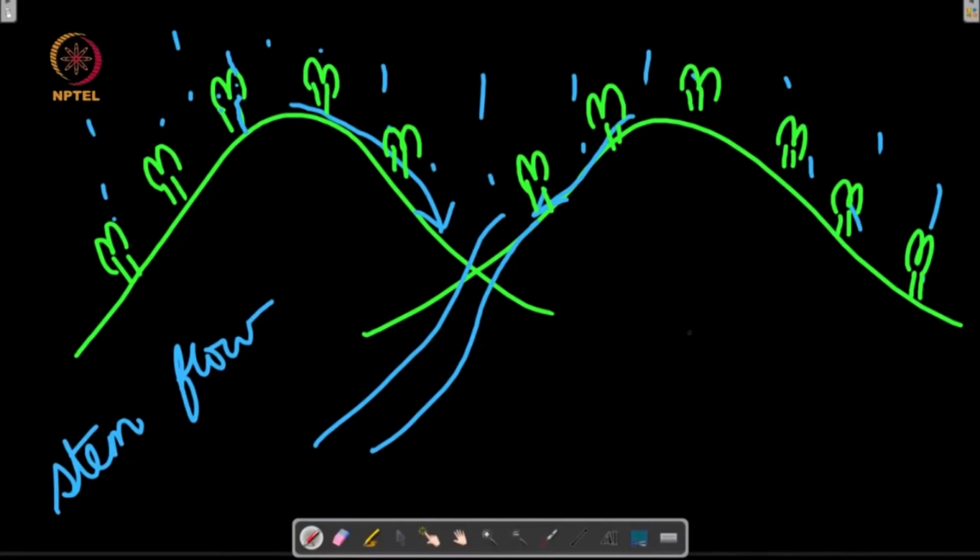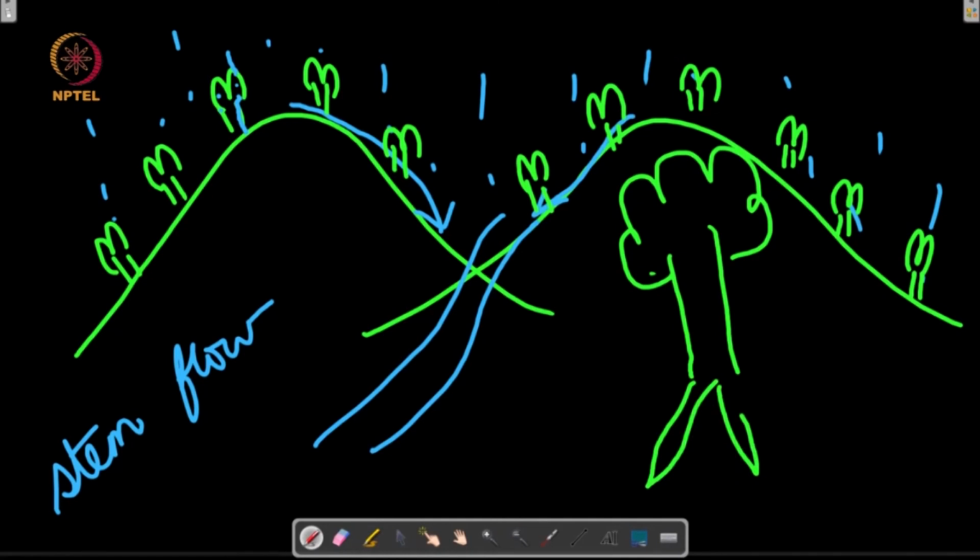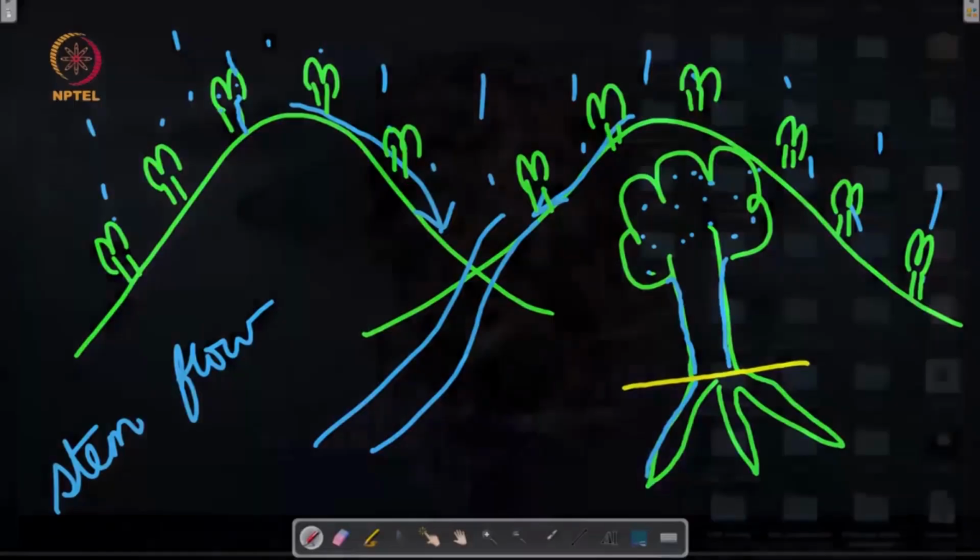Now, once this water reaches the ground surface, that is the earth surface, what does it find? It finds the roots. So you have this tree, and this tree will also have roots. Suppose this is the ground level. First of all, the water was intercepted by the canopy, so it was stored on the surface of the leaves. Then slowly it starts to trickle down through the surface of the stem in the process of stem flow. And then it reaches into the ground because the roots have already made a hole in the ground.